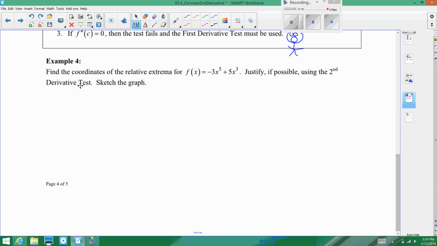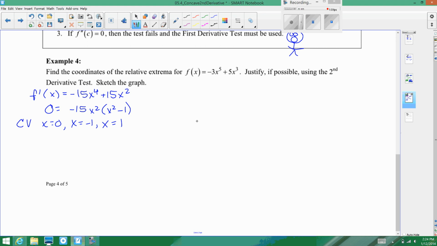Find the coordinates of the relative extrema. So we're going to try to do it using the second derivative test. So first find the first derivative, negative 15x to the fourth plus 15x squared. Remember, we're going to find our critical value, so if we factor out this, we would get x squared times x squared minus 1. So we have possible critical values at x equals 0, x equals negative 1, x equals 1.